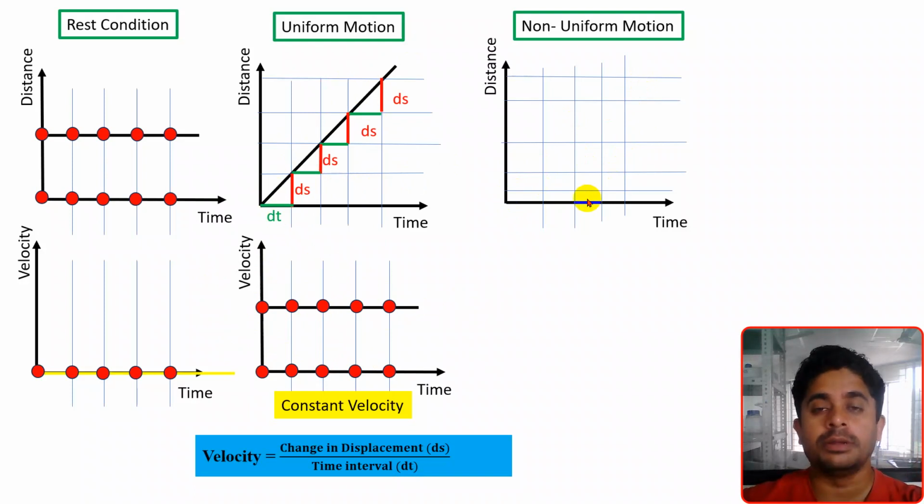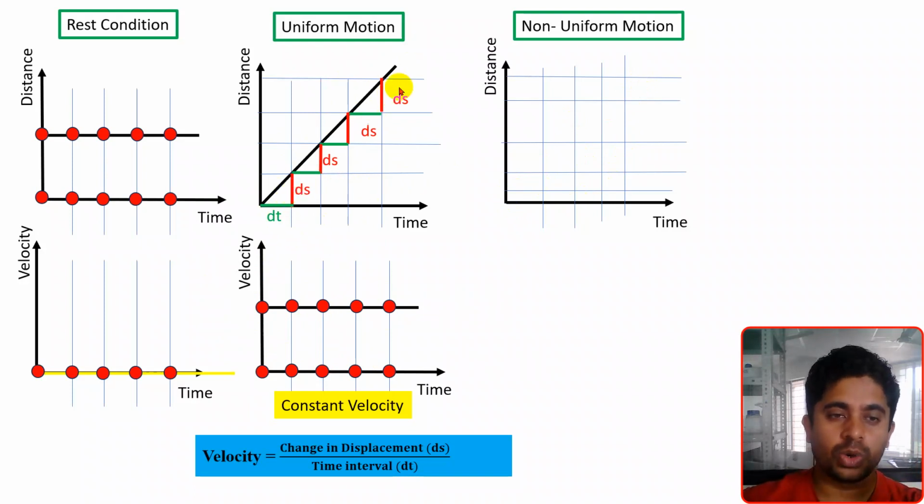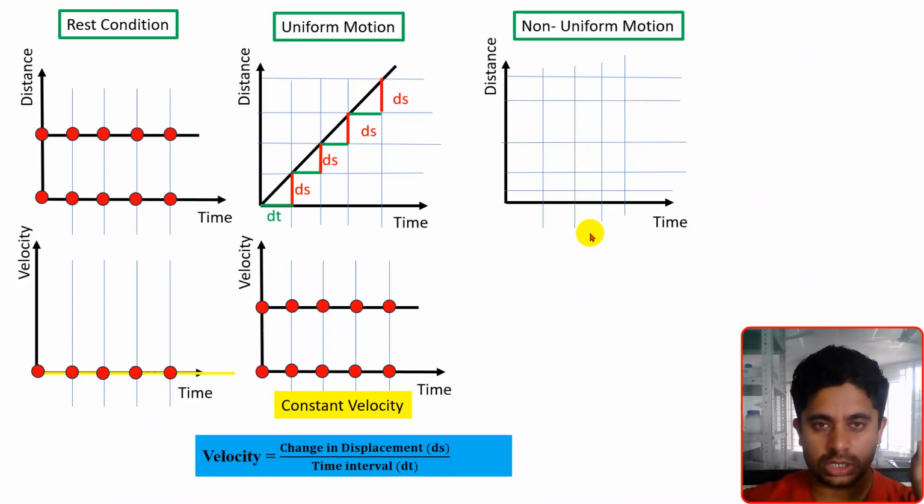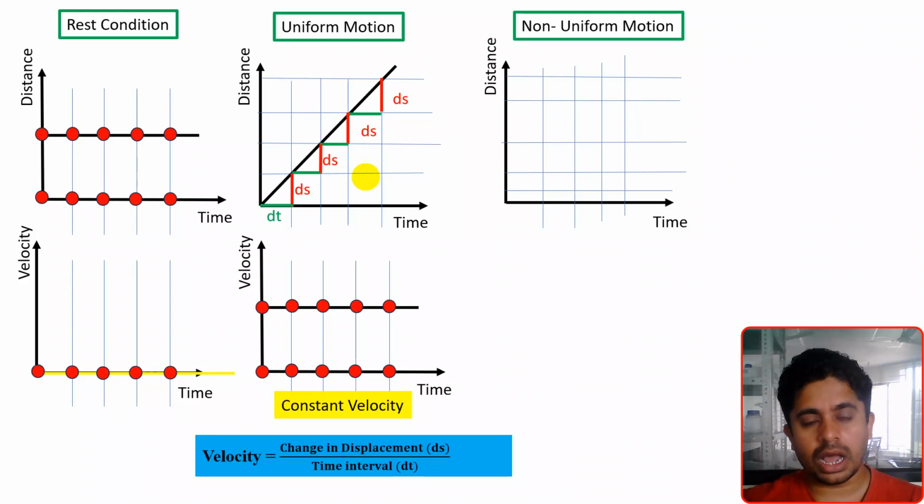It may increase, it may decrease. Here that ratio was constant, but in non-uniform motion it is not constant. So as an example, again we will see it. In the uniform motion example, we said that the car has traveled a distance of 20 km for every 1 hour.